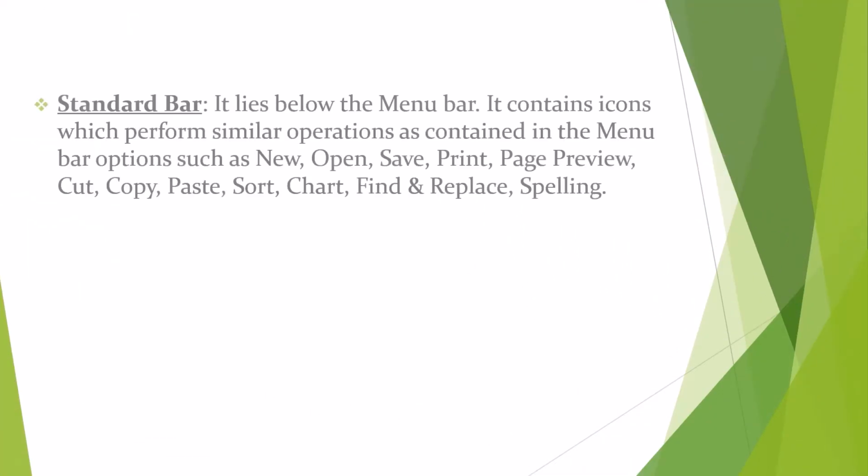Now next is the standard bar. It lies below the menu bar and it is almost similar to the menu bar. How? Basically it contains the icons of the options which are present in the menu bar, like new, open, save, print, etc. All these options are found in the menu bar, and the icons for these options you can find in the standard bar.